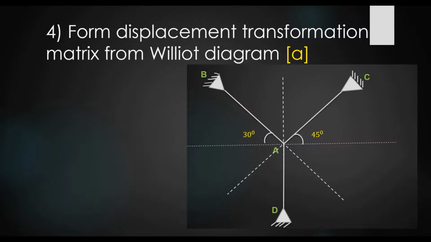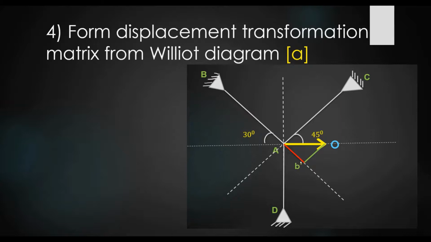Now we have the fourth step, that is to develop the displacement transformation matrix by using the Williot diagram. We know the Williot diagram is nothing but extending each member of the structure, and here I have extended AB, AC and AD. Second, we will give a unit displacement in the direction of the first system coordinate. Our first system coordinate was in this direction, so we are giving unit displacement in this direction. Then we will provide a perpendicular to each member. First we will provide a perpendicular to AB.